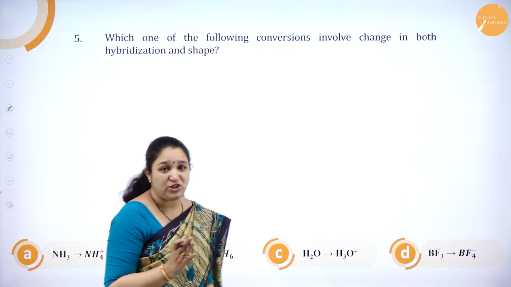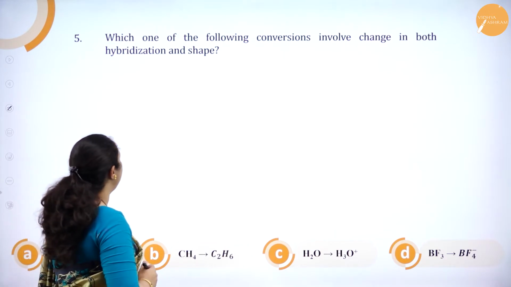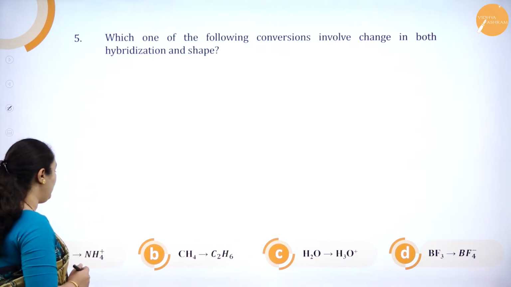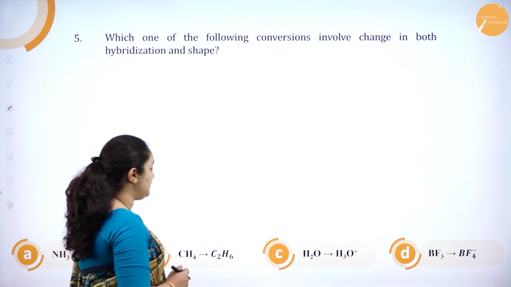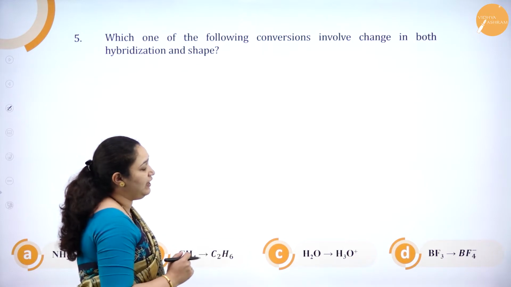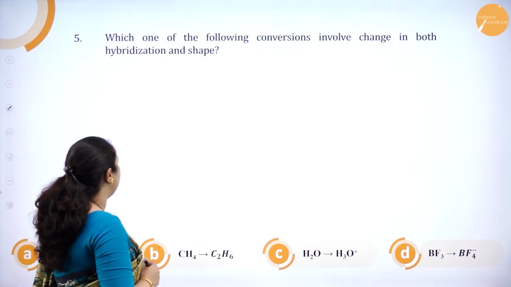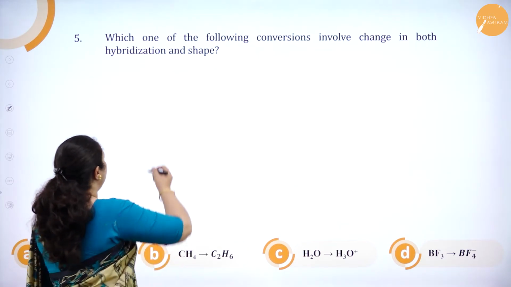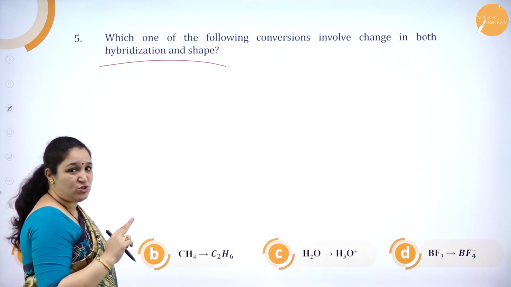Okay. So question number 5. Which one of the following conversions involves change in both hybridization and shape? Option A, NH3 to NH4 plus. Option B, CH4 to C2H6. Option C, H2O to H3O plus. Option D, BF3 to BF4 minus. So what are they asking? They are asking which one of the following involves change in both hybridization as well as shape. So both have to change.